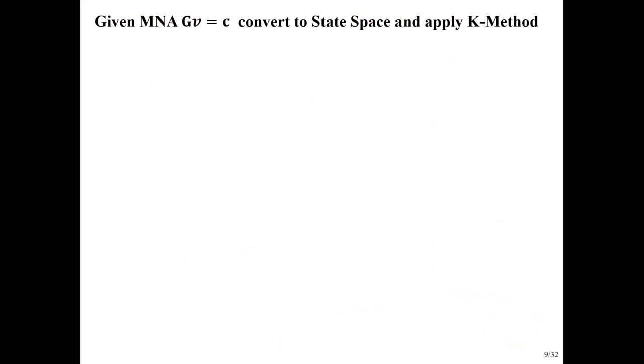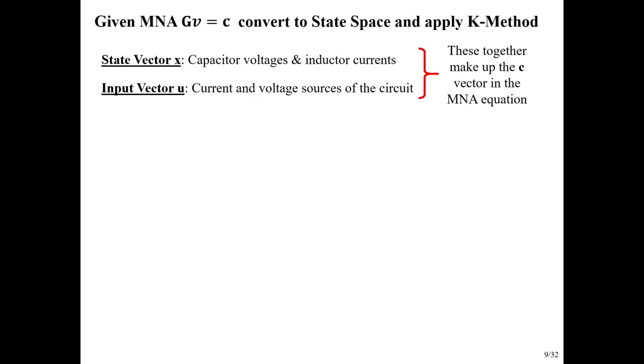Okay, so let's look at this a little more systematically so we can see how to do this. So first we're going to say, suppose we already have our equation, and we're going to see how to convert it to state space. And then once we have that, we're going to just apply the K method. Then we'll cycle back and see how do we systematically get that following the steps that I just laid out.